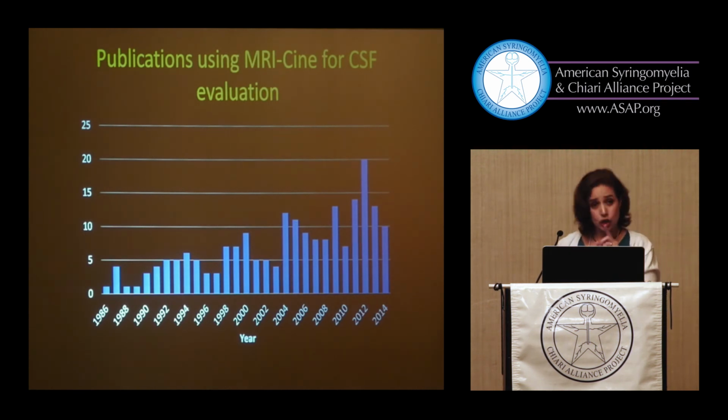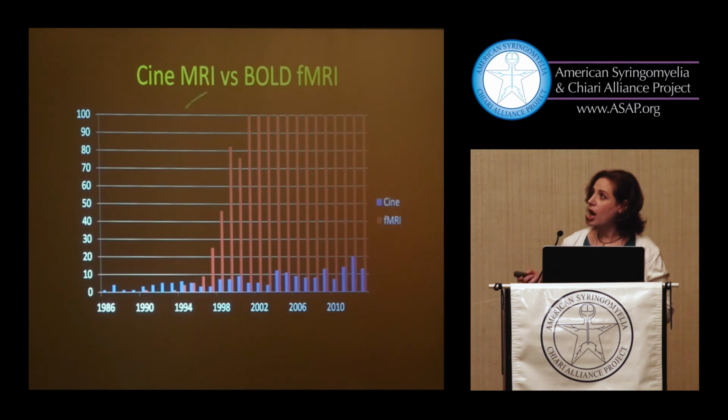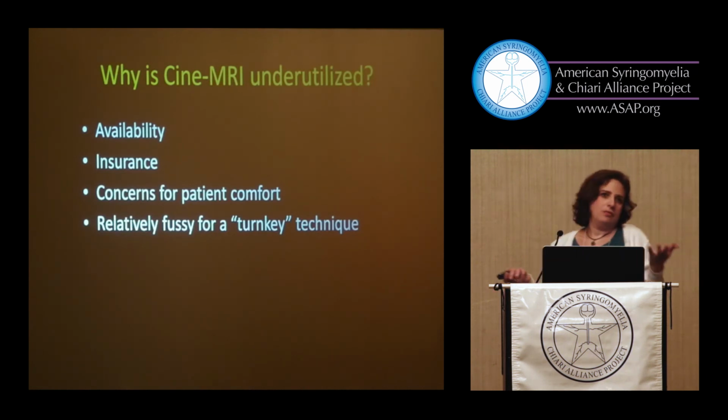To give you an idea of what it should be like, I'm going to compare it to another technique developed around the same time that you may have heard of, called functional MRI. This is what happened with functional MRI. It's going through the roof. This is a typical curve for a new technique that becomes commercially available. So what's going on here? Why is it not being used more? This is not just research, this is also clinical. Why isn't it being used more? The answer is, I don't know.